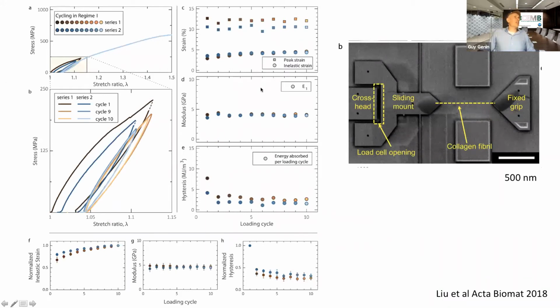And the way it varies as a function of time, this is some experiments we did in which we took individual collagen fibrils. This is 500 nanometers, so you can't even see the specimen in this MEMS device. It turns out they are able to absorb energy repeatedly with every loading. So individual collagen fibrils also have energy absorption that varies with time.